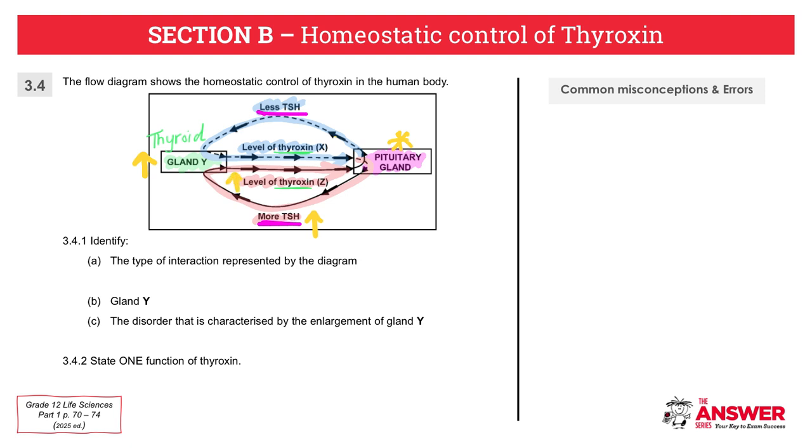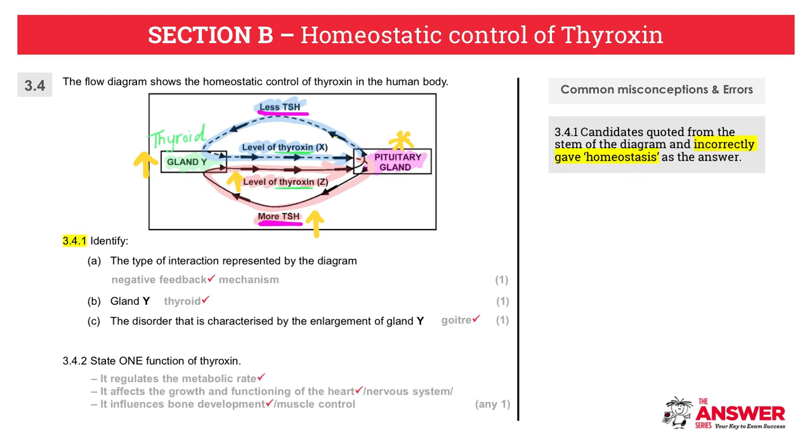Now, after you've unpacked a diagram like this, then you go to the question. So identify the type of interaction represented by this diagram. It is a negative feedback mechanism because there's a deviation from the norm, and the negative or the opposite happens to bring it back down. Candidates quoted from the stem of the diagram and incorrectly gave the term homeostasis instead of the type of interaction represented, which is a negative feedback mechanism.